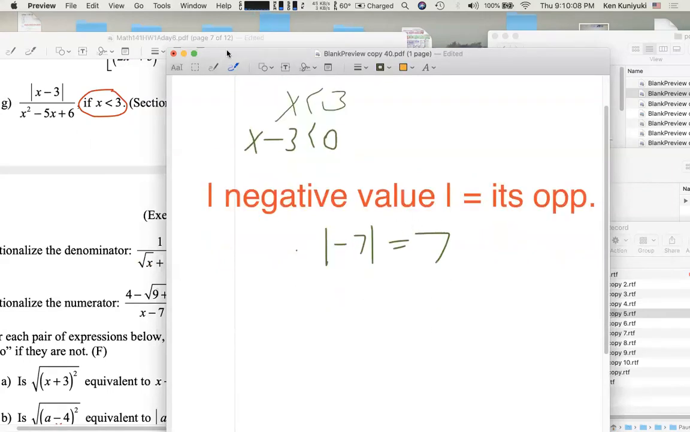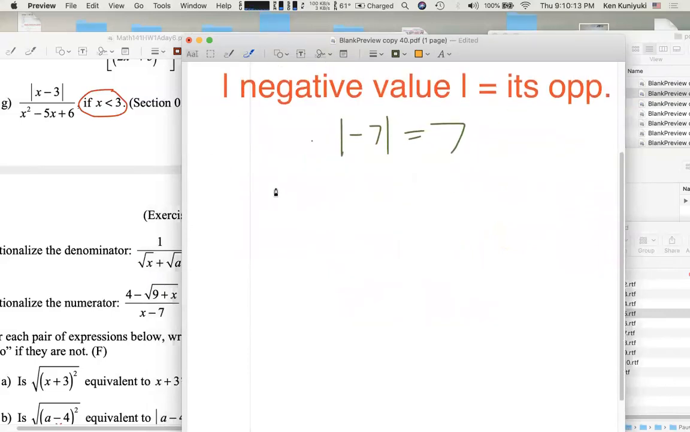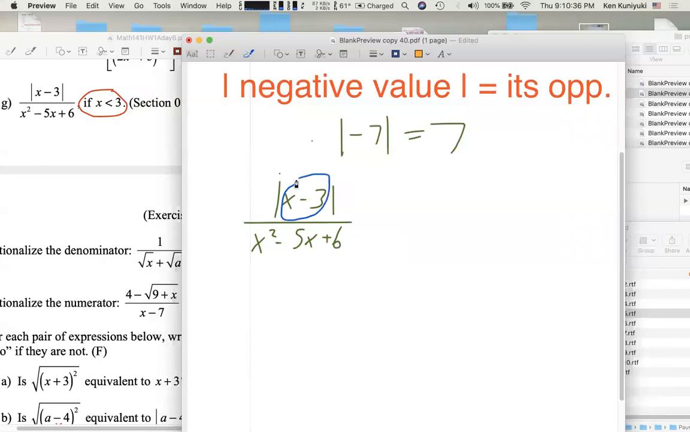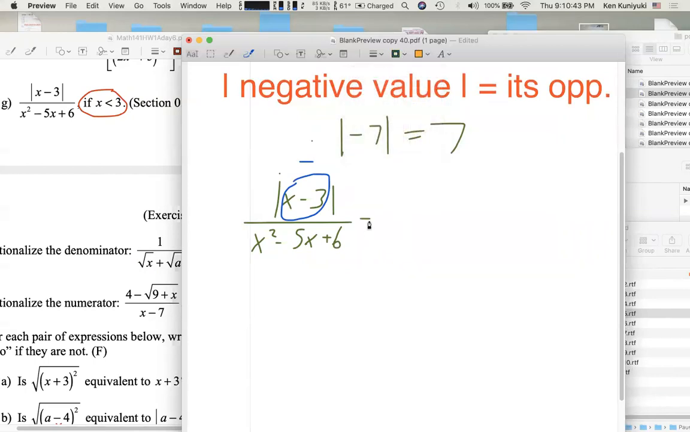All right. So what am I saying here? I'm now going to finally rewrite this problem. I will actually rewrite it. The absolute value of x minus 3 over x squared minus 5x plus 6, under the assumption that x is less than 3. I know then that this thing here is negative in value. Remind me, folks, the absolute value of a negative value is equal to its what?